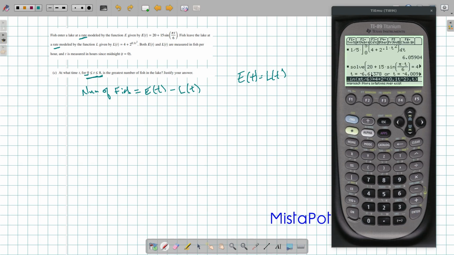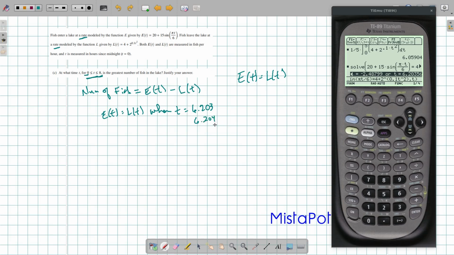So I get negative 6.61, bad answer. I get negative 4.09, that's a bad answer. I get t equals negative 2.4, and that's a bad answer. t equals 6.2035. That does lie between 0 and 8. So, E of t equals L of t when t equals 6.203 or 6.204. Either one of these would be fine.